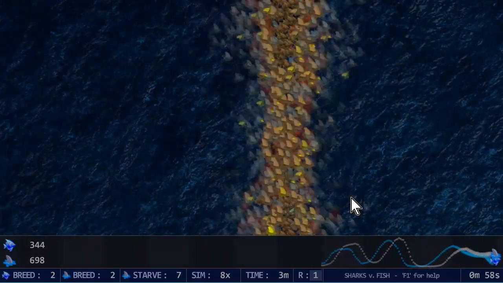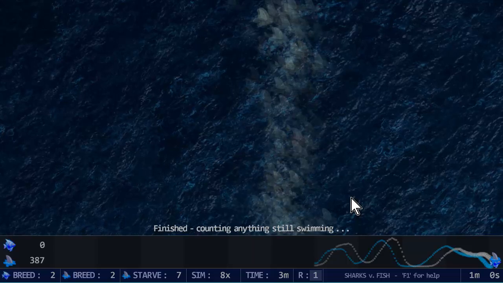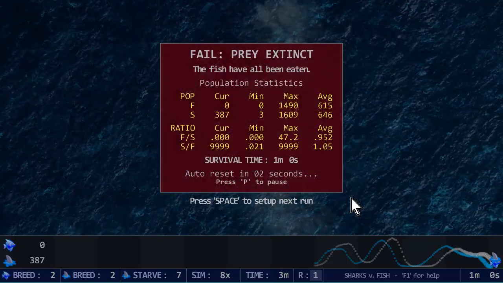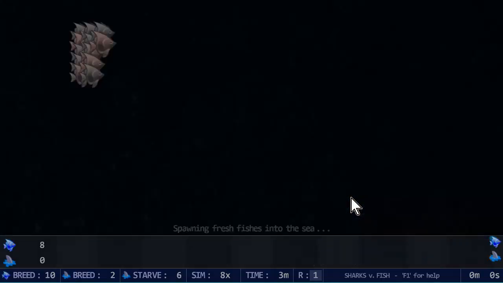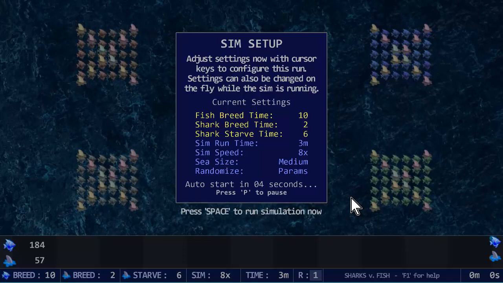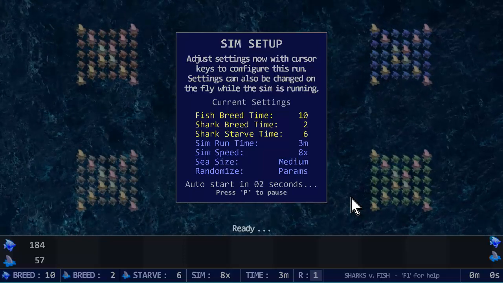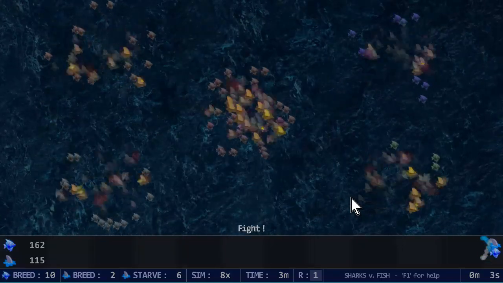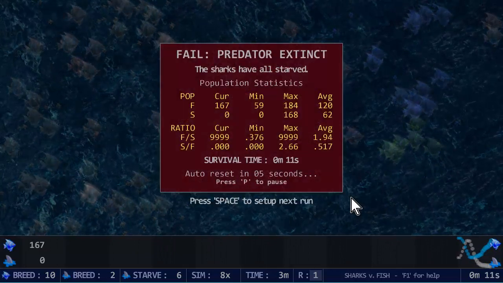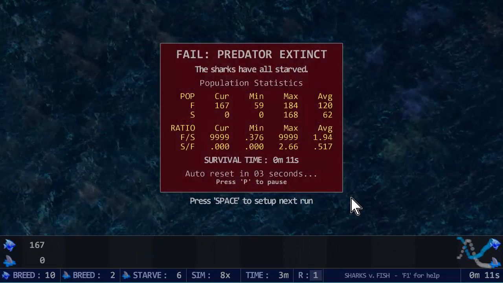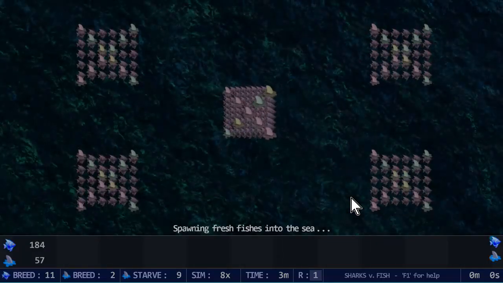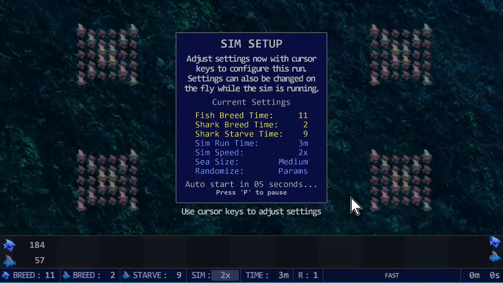I will say that larger seas hold more creatures and they're more likely to be stable with a given set of parameters. There's an example right there. All the fish were eaten, and so that is the end of the simulation because the sharks would soon follow in death. There's some pretty unstable numbers right there. That lasted 11 seconds. Let's get our sim speed back down to a sane amount, though.